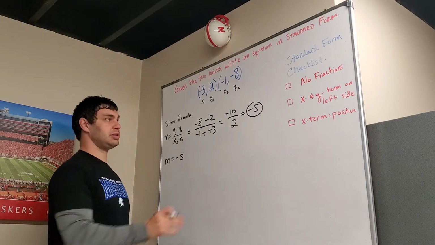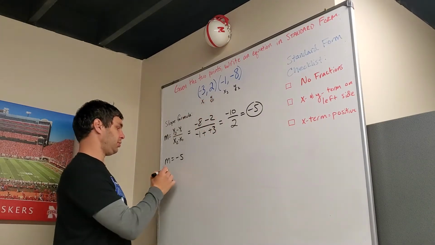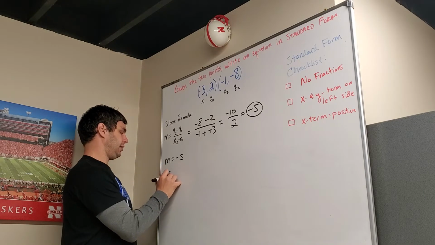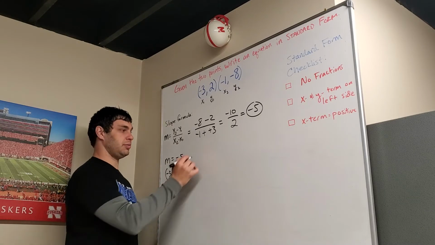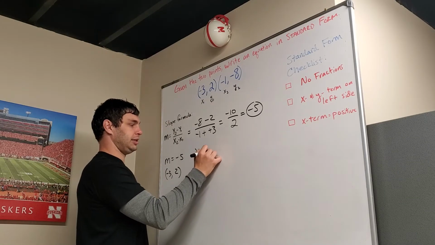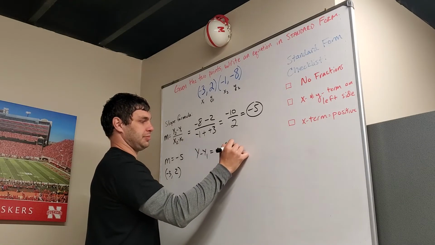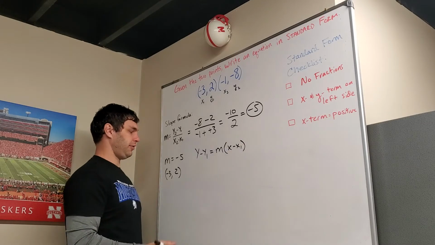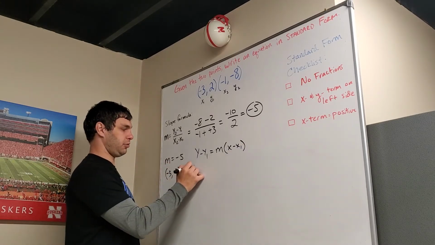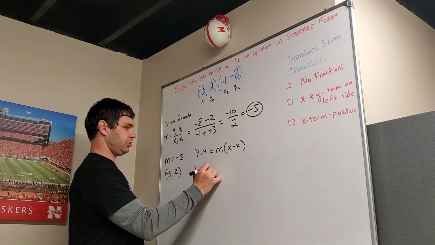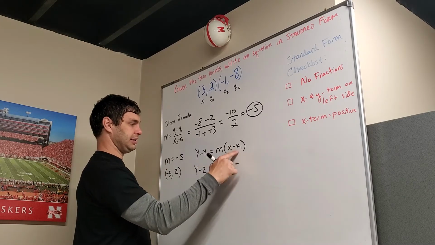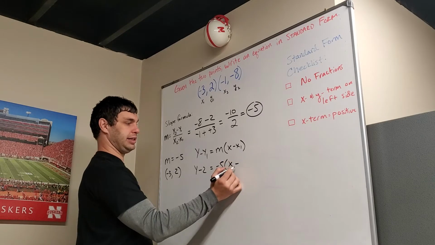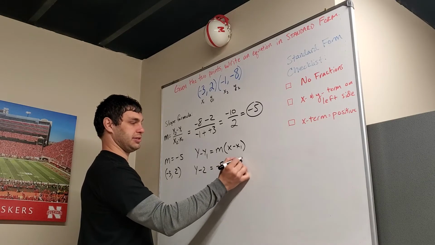I also want to use one of these points. I'll use just the first one, negative 3, 2. Now I have a point and a slope. I'm going to put this into point-slope form, which is y minus y1 equals the slope times x minus x1. All right, if I plug in these different elements, we have y minus 2 equals the slope, negative 5. And then x minus my x1 is negative 3, so minus and negative turns positive.